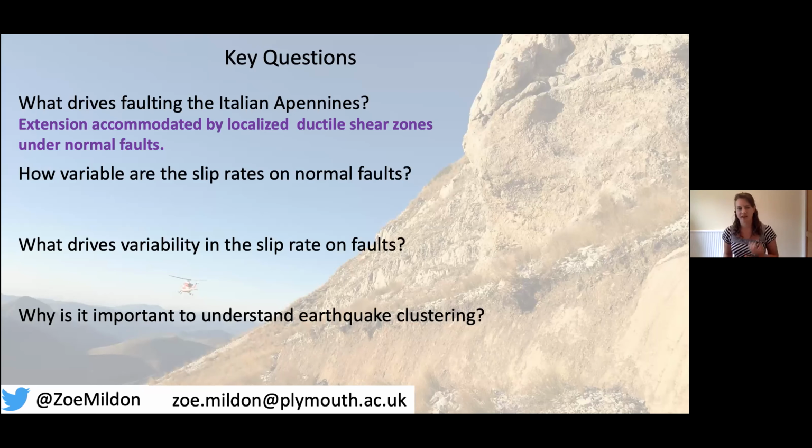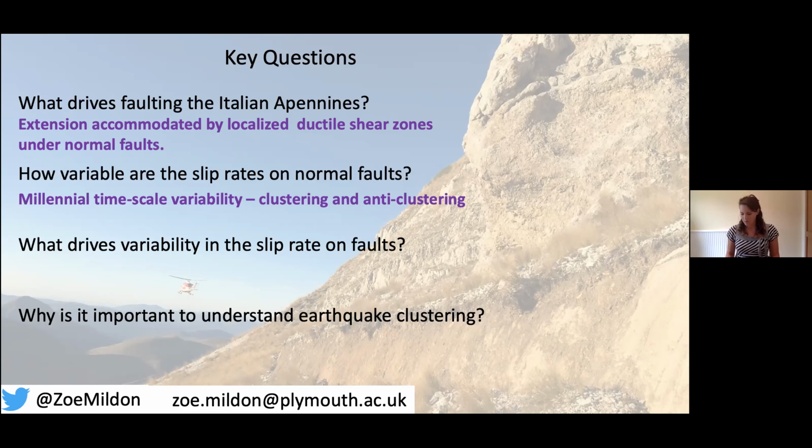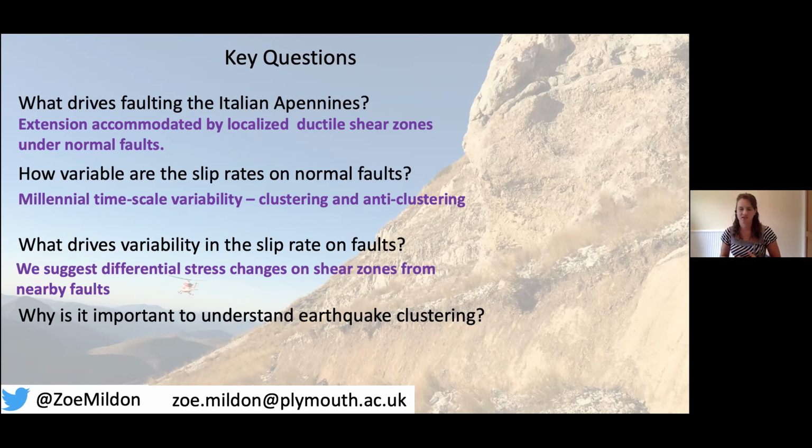Now, these normal faults, how variable actually are their slip rates? And we can use data to show that there is a millennial timescale variability in terms of faults moving fast or slow, and we call this clustering and anti-clustering. What drives this variability, though, on the slip rate on these faults? Why aren't the faults just slipping at the same rate all the time? And we suggest that this is due to differential stress changes on underlying shear zones affecting the strain rate.